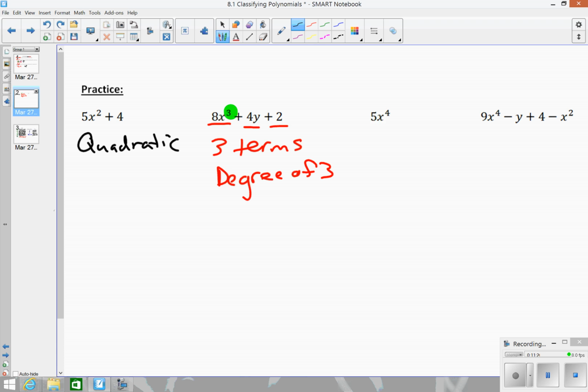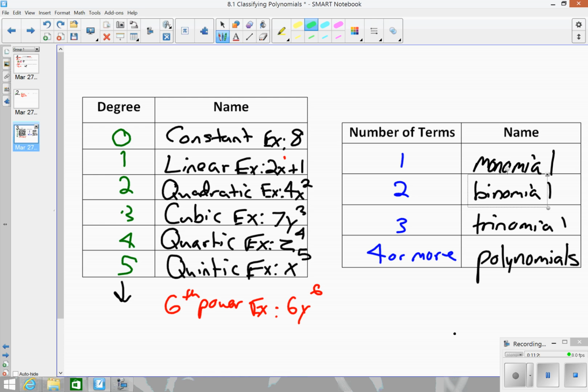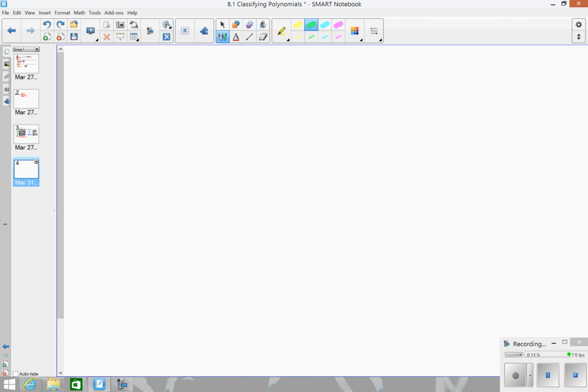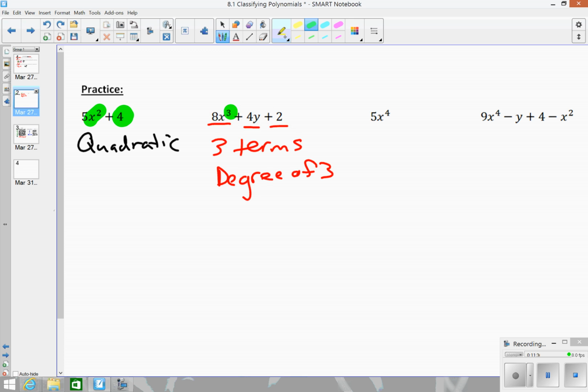Good. How many terms do I have? If you remember back, I have 1, and then I have 2. So if I have 2 terms, that's going to be called binomial. Oh, wrong way. Okay, so I will go back. Let me get my pen. So this would be a quadratic binomial. Okay. I'm going to start the second one with you. Then you could finish the next 3.